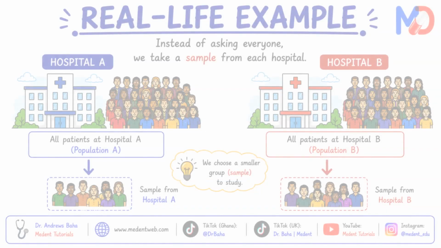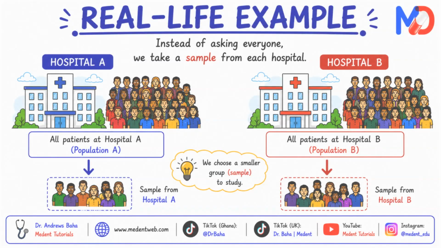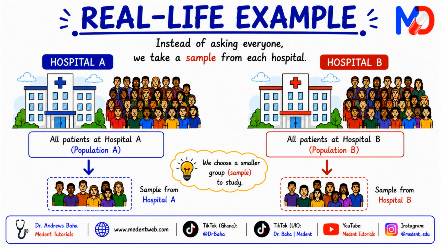Now, suppose we want to estimate the average blood pressure of adults in Ghana. Measuring every adult would be impossible. Instead, we might randomly select 500 adults. We calculate the average blood pressure of the sample and then use it to estimate the average blood pressure of the entire population.